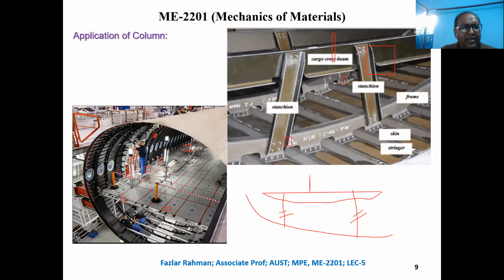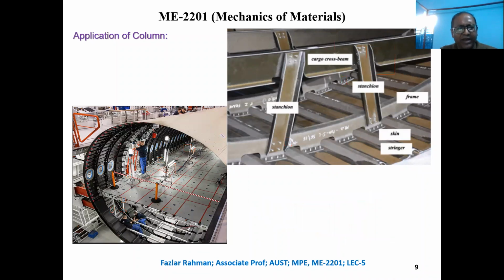Similarly, right over here, you see this one working like a column. Similarly, you see a beam right over here in the lower cargo bay. If I attach something between the top floor beam and the lower cargo beam, and I draw it in red color, those members work like a column. This is a column, this is also a column. It's called a stanchion, which means a vertical member carrying compressive load.